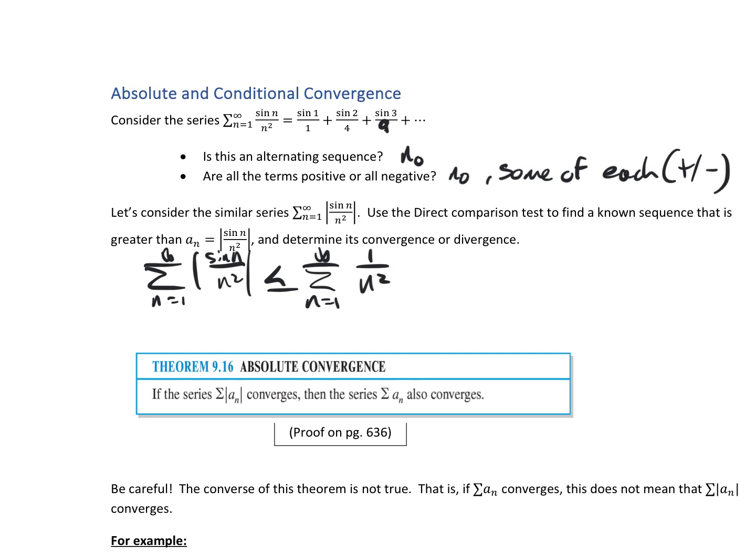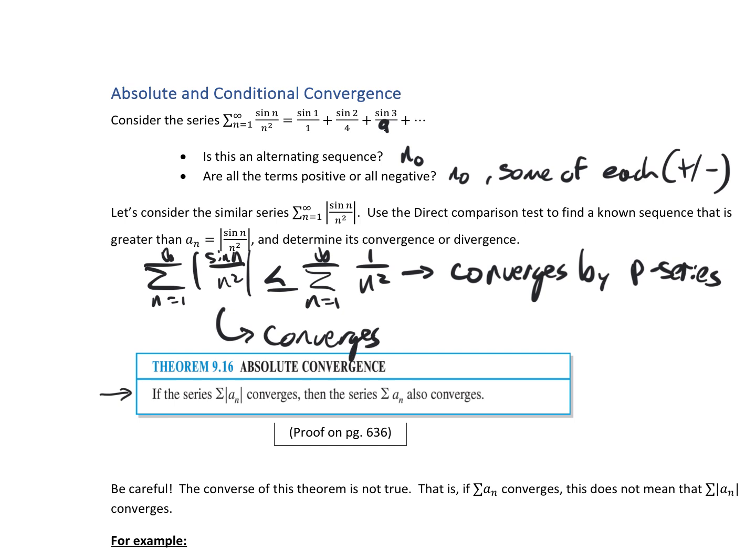And we know that this converges by the p-series test because the power is bigger than 1. So we can say that the absolute value of this converges. And it turns out that because of this next theorem, if the absolute value of a function converges, then the original function converges also. That's what we call absolute convergence. So we can say this converges, first by comparison, and then by this absolute convergence theorem.